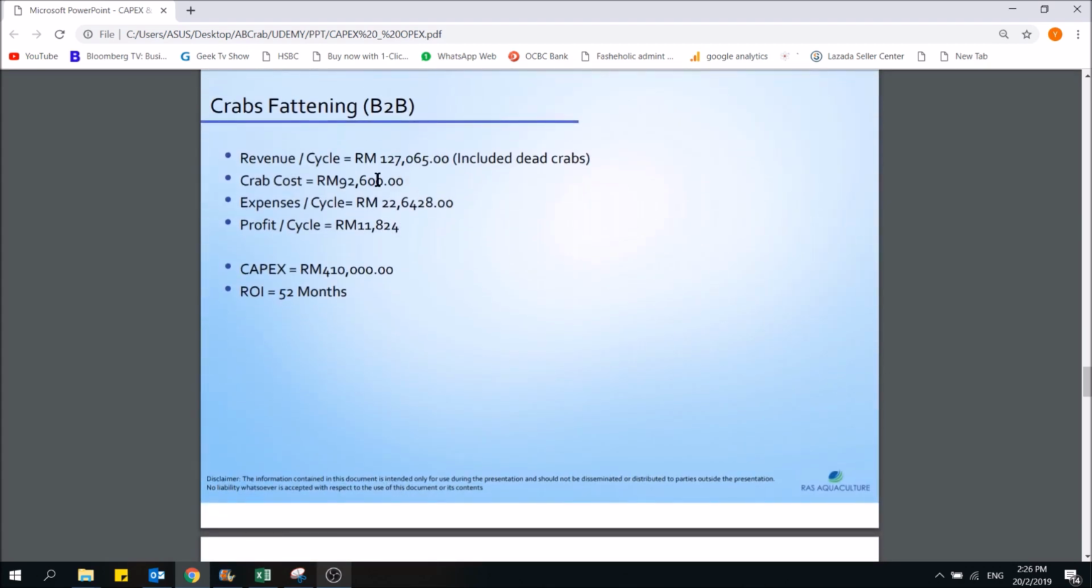The next thing you'll see is that your revenue per cycle is about 120,000, but your crab cost is only 92,000, and your expenses are only 20,000. So your profit per cycle increases to about 11,000, or approximately 12,000. But take note, look at your ROI. Your ROI is only 52 months, down from the original 212 months, comparing running with and without scale. This is one of the important points I'm trying to bring out: if you have scale, you're effectively spreading out your manpower costs, which reduces the amount of time needed to break even. So now it's about 52 months.